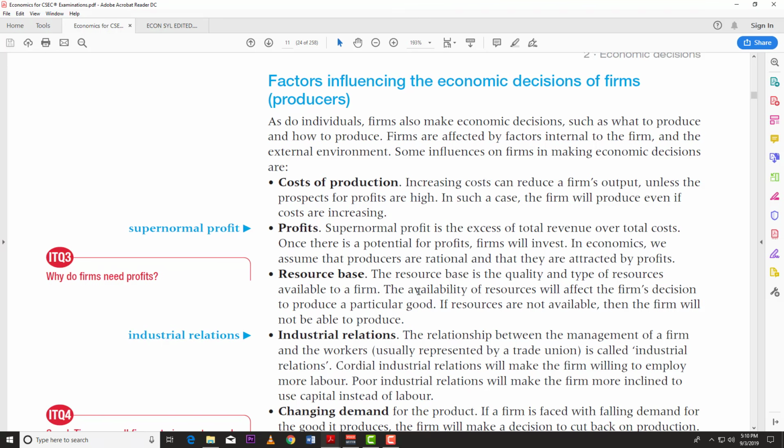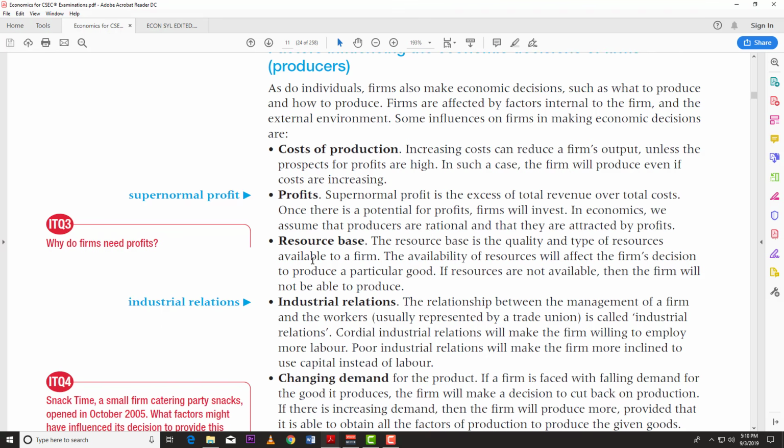Then you have the resource base. The resource base is the quality and type of resources available to a firm. The availability of resources affects the firm's decisions to produce a particular good. If resources are not available, then the firm will not be able to produce. This one is pretty cut and dry. Let's say you're a gold mine, and you mine off all the resources, then it's time to move. The mine is mined out, so you have to go and look for somewhere else.